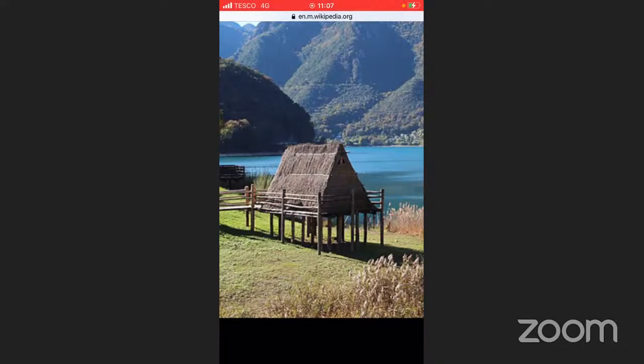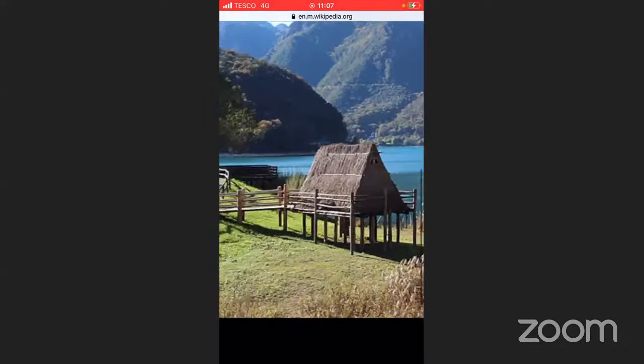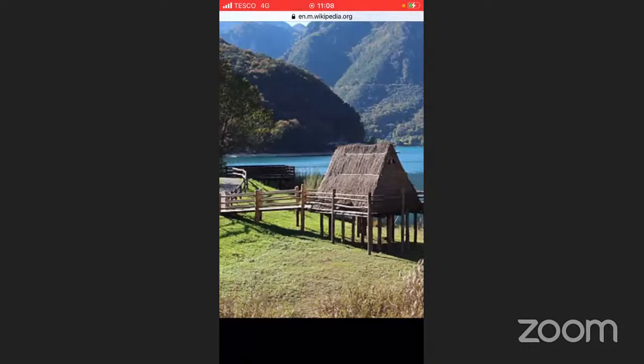And the other thing as well is, can you see one building there? Can you see any others? Nope, there's just one. Oh, right. So it's not a village. No, it's not a village. So they're not lake villages. No, they're lake dwellings. Yeah. So that's the other thing.